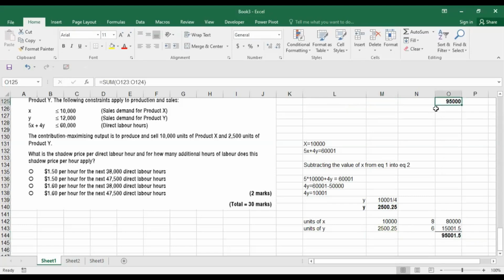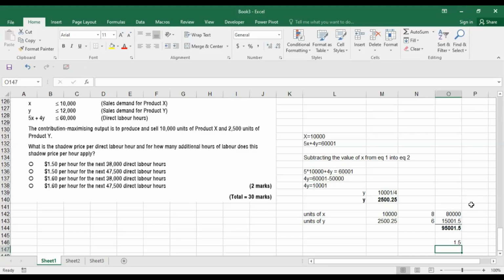It was 95,000 before, and it is 95,000 and a little bit more. So how much is the difference? The difference between this and this is your shadow price. $1.5 you can pay extra.